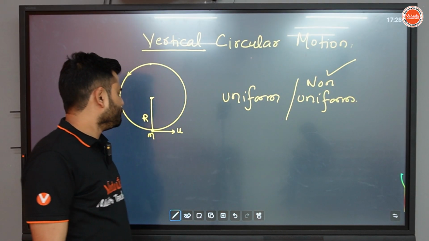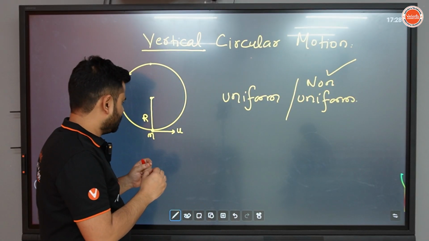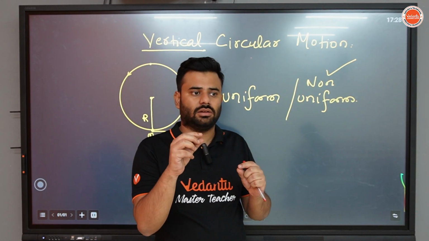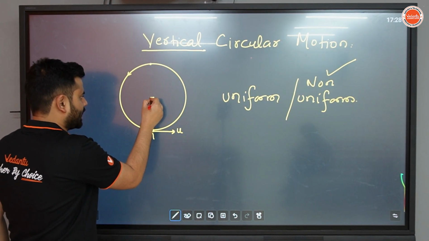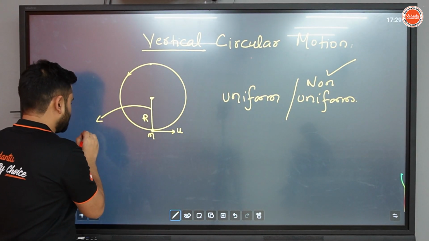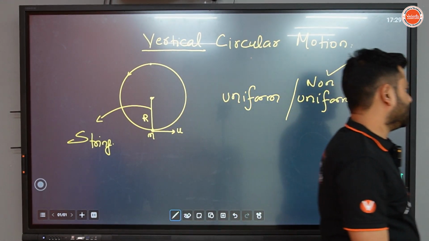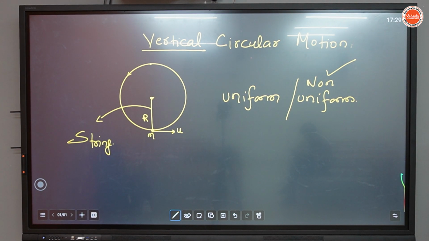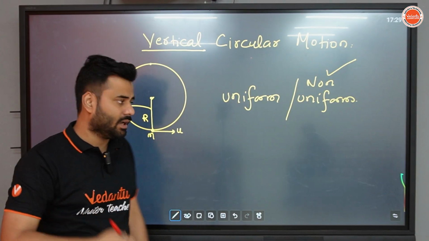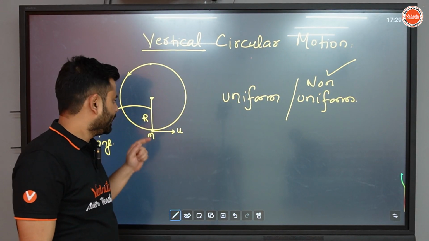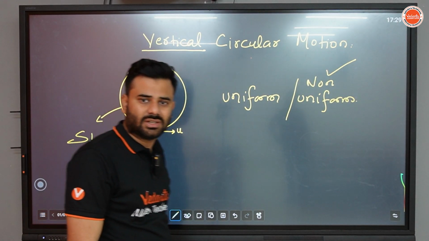Now the next thing is two to three important things that we have to know. Let's suppose you have tied a particle of mass m with a string, and you are revolving that particle in a vertical circle. Now what will happen? There will be some tension in the string.